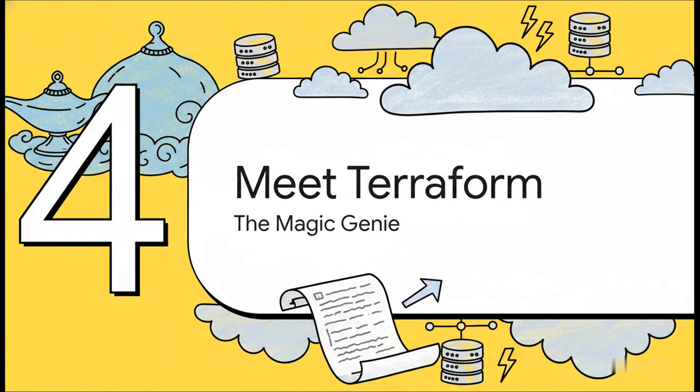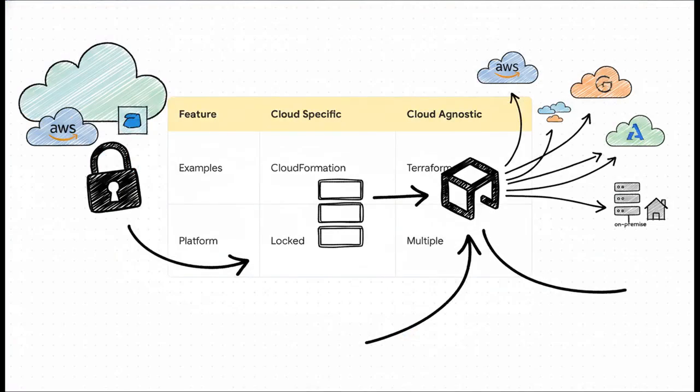Section 4. Meet HashiCorp Terraform. Now sure, there are other tools out there, but Terraform dominates the space for one very specific reason. Tools like AWS CloudFormation or Azure Blueprints are fantastic, but they lock you into their specific cloud. Terraform's absolute superpower is that it's cloud agnostic. By using middle layers called providers, developers can use the exact same workflow to deploy resources to AWS, Google Cloud, Azure, or even local on-premise servers.